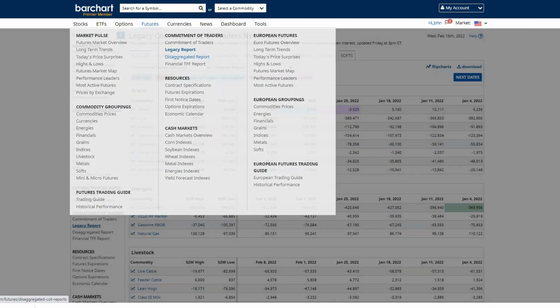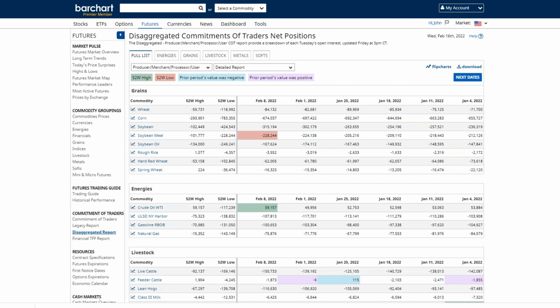So let's go to the disaggregated report. And again, we have 4 different categories. Our first category is our producers, merchants, processors, users. And another feature that the bar chart does for us is it shows us 52-week high and 52-week low positions. Again, a large long position will give us a high 52-week number. A large short position will give us a low 52-week number. So we can see on soybean meal that our producers, merchants, processors, users, our commercials, now have the lowest value in terms of a position. In other words, the highest short position they've had in the last 52 weeks.